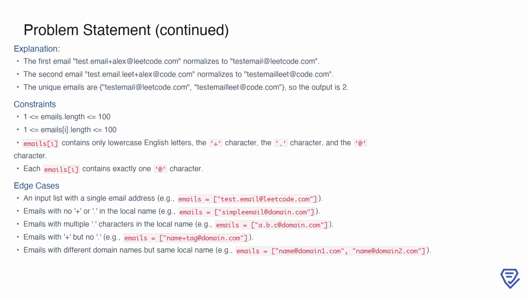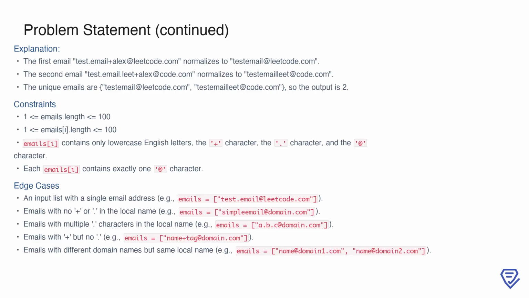To break it down further, in the last example, the first email test.email+alex@leetcode.com is transformed into testemail@leetcode.com because the dot is removed, and everything after the plus is ignored. The second email test.email.leet+alex@code.com becomes testemail@code.com after removing the dot and trimming the plus portion. The resulting unique emails are testemail@leetcode.com and testemail@code.com, leading to an output of 2.